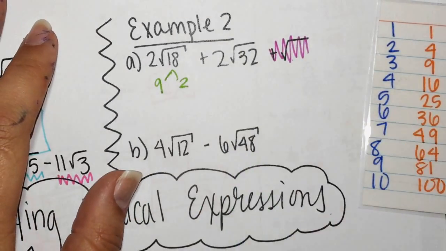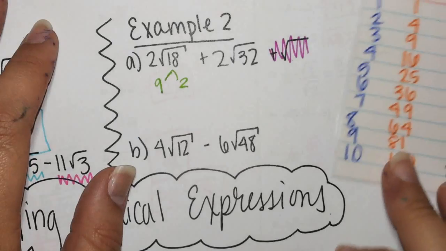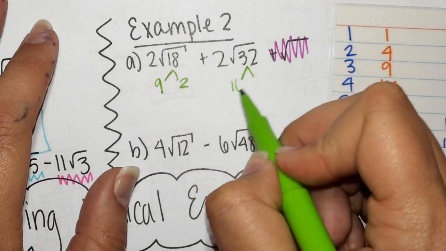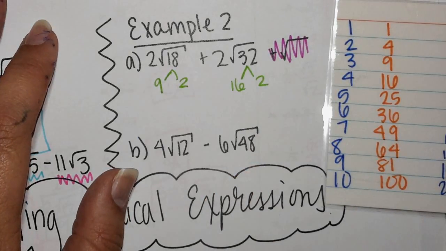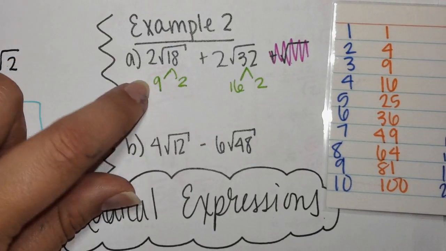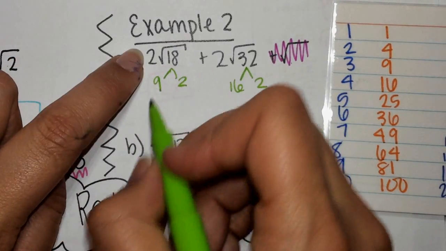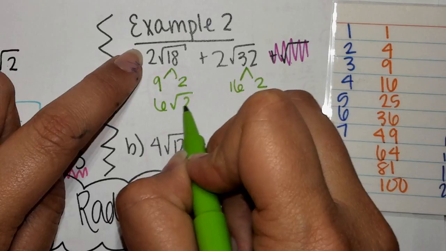What is the biggest perfect square that goes into 32? 16. Alright, now what's the square root of 9? 3. And what's 3 times 2? So we have 6 root 2.